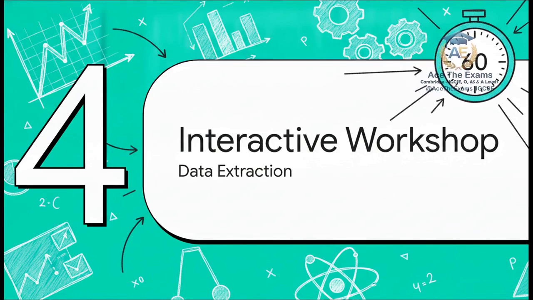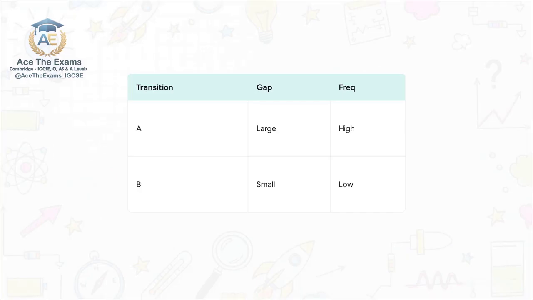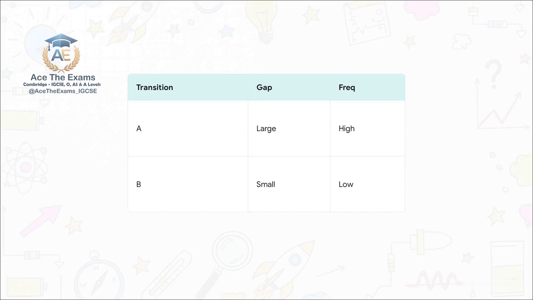Okay, let's put this into practice with a high-stakes, interactive data interpretation challenge straight from the Cambridge framework. I'm putting 60 seconds on the clock right now. Scan this data carefully and look for the relationship between the energy gap size and the resulting frequency. Can you spot the core trend?